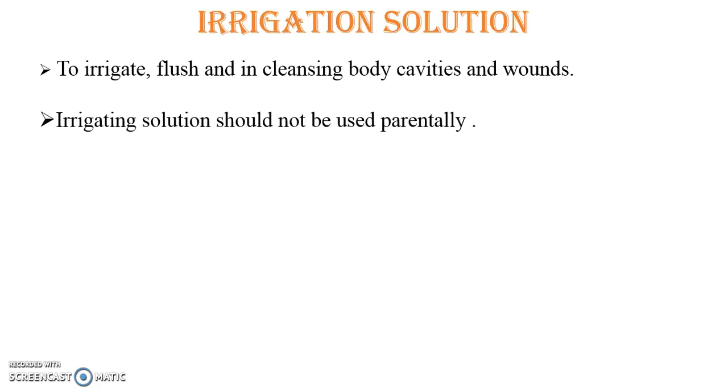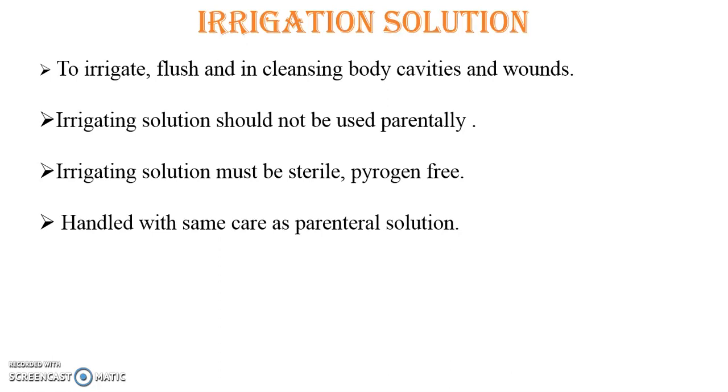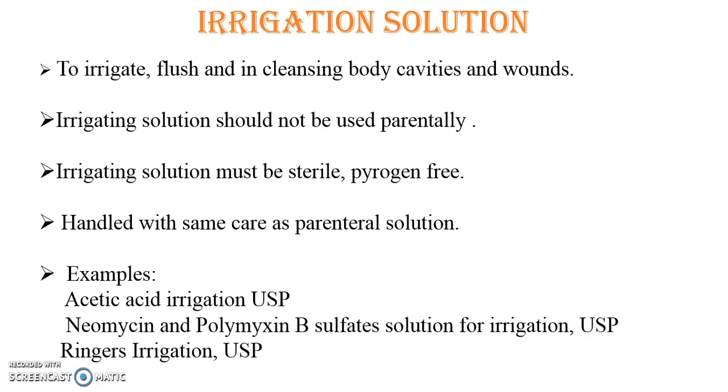Then the next one is the irrigation solution. The irrigation solution is not generally used for administration, but for irrigation, flushing, as well as cleansing of body cavities and wounds. This includes various types of acetic acid irrigation, neomycin and polymyxin B irrigation, sodium chloride, as well as sterile water for injection. It is mandatory that it should be sterile and totally free from pyrogens. So students, this is all about the LVP and the various types of LVPs.